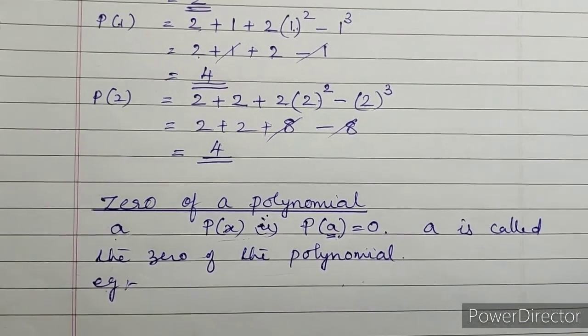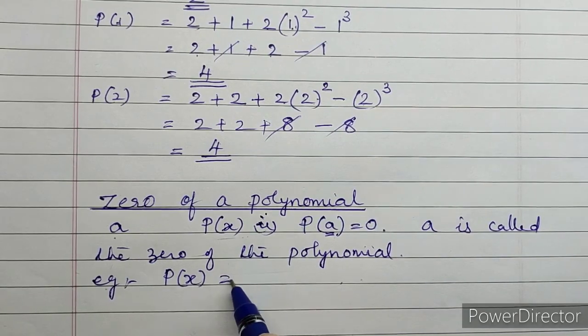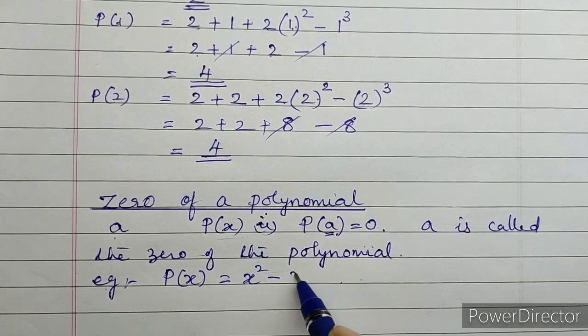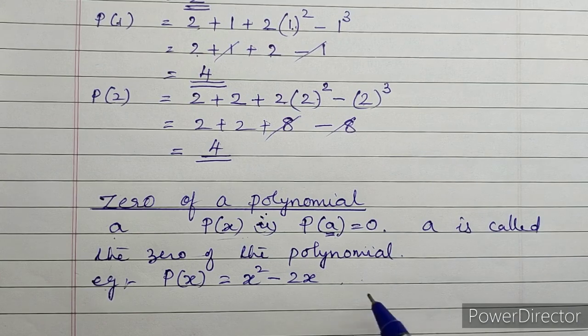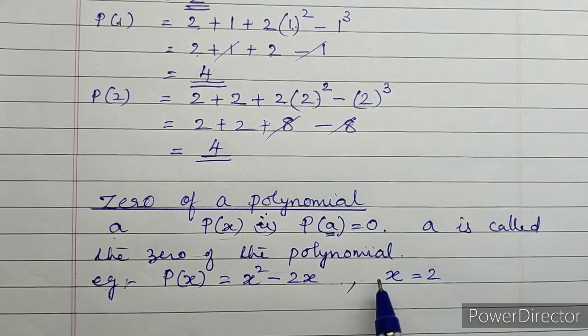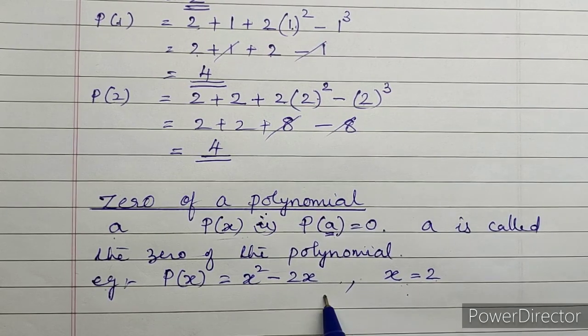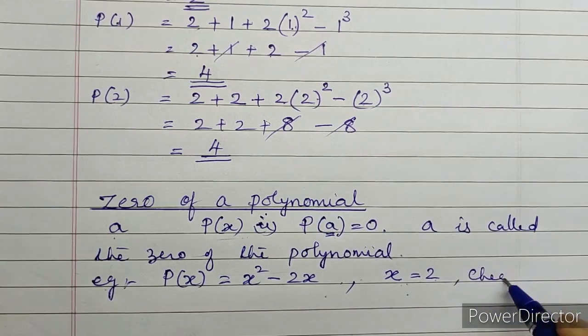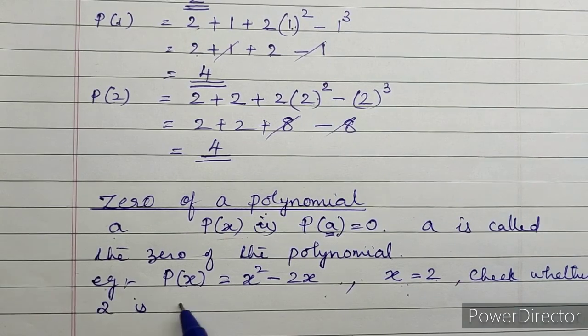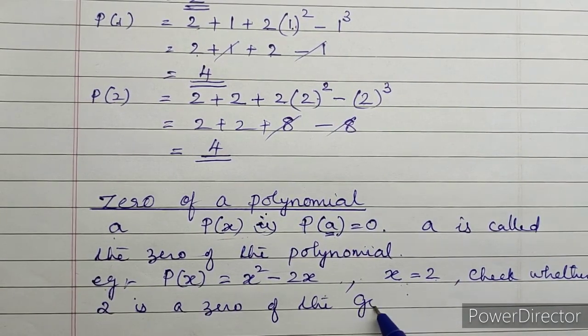One example I will show you. Given p of x, the given polynomial is x square minus 2x. Given the number x equals 2. You have to check whether 2 is a 0 of this given polynomial. Check whether 2 is a 0 of the given polynomial.